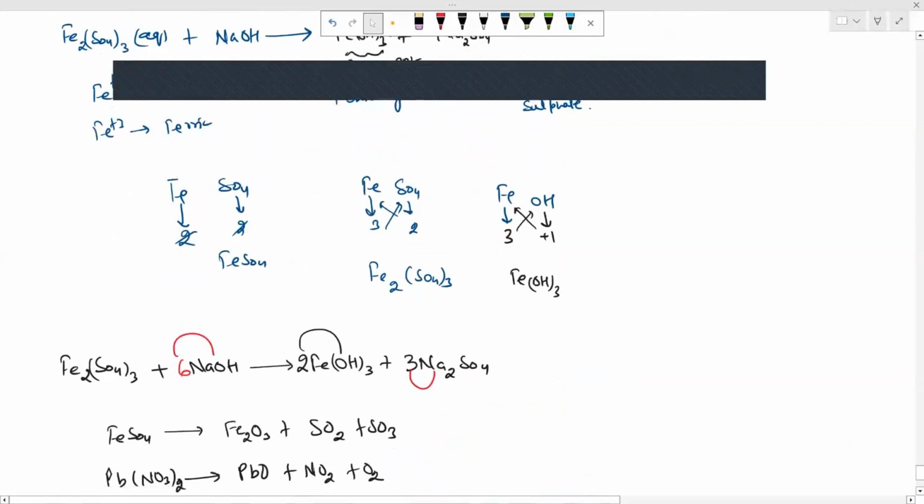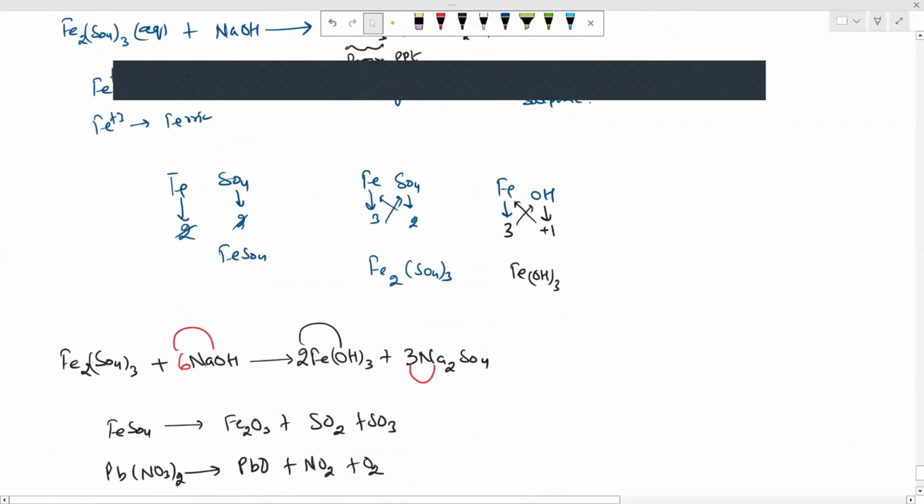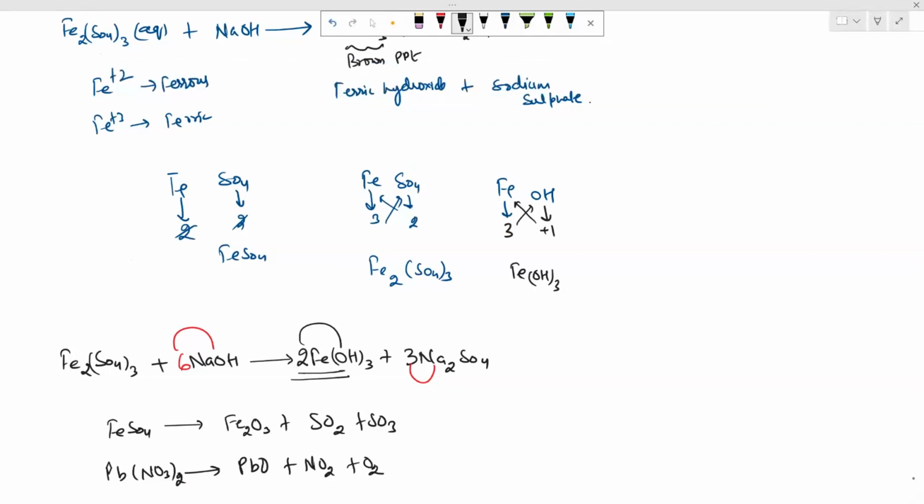What is the color of ferrous hydroxide? What kind of precipitate is going to form? Tell me fast. It is brown. It is brown PPT.